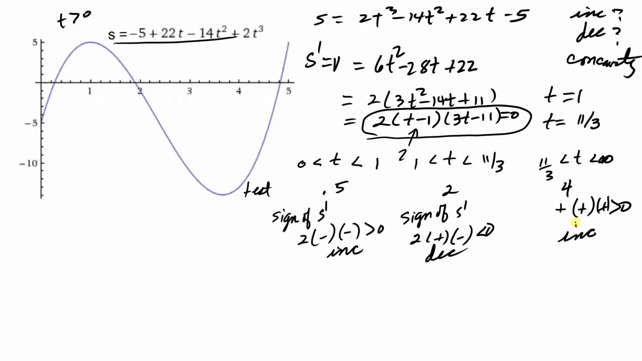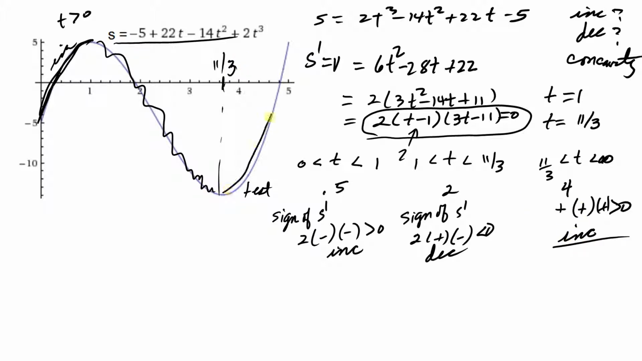So, as you can clearly see from the graph, the function increases from 0 to 1. It decreases, by the way, this is 11 thirds, so the function decreases between 1 and 11 thirds. And then, as we predict, it increases from 11 thirds to infinity.